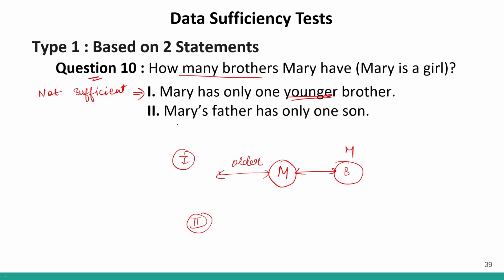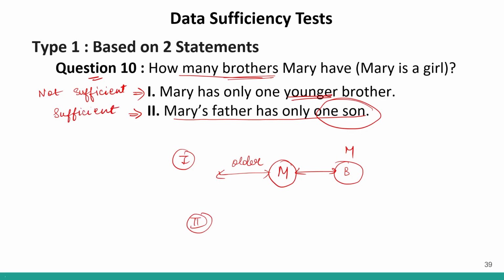Now, statement number 2. Statement number 2 says that Mary's father only has one son. Correct? So if Mary's father only has one son, that means Mary will have only one brother. We have to find out how many brothers Mary has. Mary can have many sisters. But since Mary's father has only one son, Mary will have only one brother. So based on this statement, can we find the answer? Yes. So this statement is sufficient.